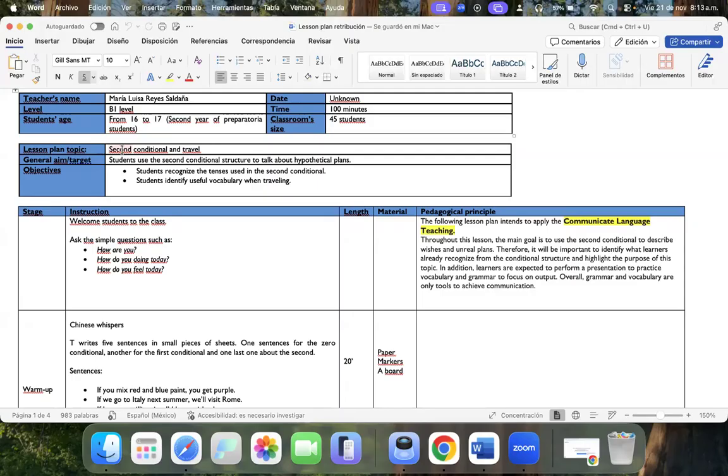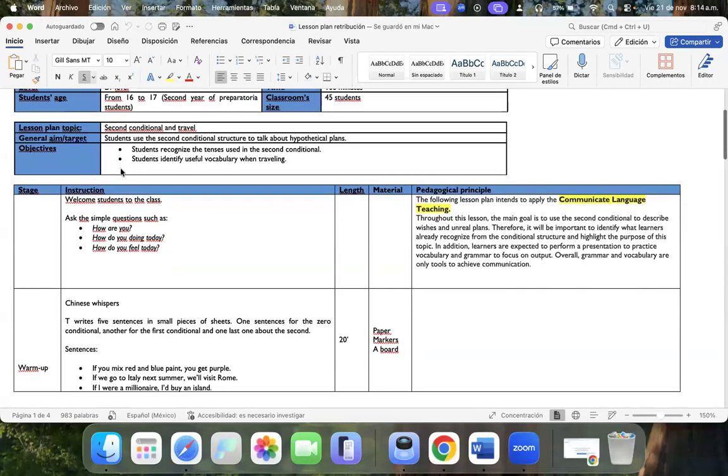So when you plan, again, you have to be very careful with the verbs that you use when you want to create objectives. For instance, I wouldn't use understand or learn, because you cannot be sure in one single lesson that the topic is going to be understood. Instead, you can use recognize, identify, or describe actions that they are going to be able to do at the end of the lesson.